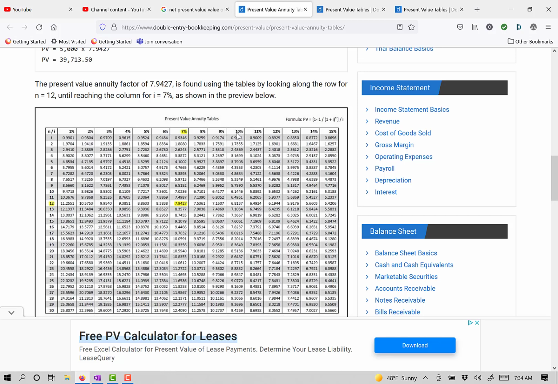So if we come over to 10% and look at 10 years, we see 6.1446. 6.1446 times the 20,000 in our example. So 100,000 you would borrow, and they're giving you 20,000 back per year over 10 years. You think that's 200,000, but in today's money, because of the impact of inflation, it works out to 122,892. In other words, the 20,000 times the 6.1446.